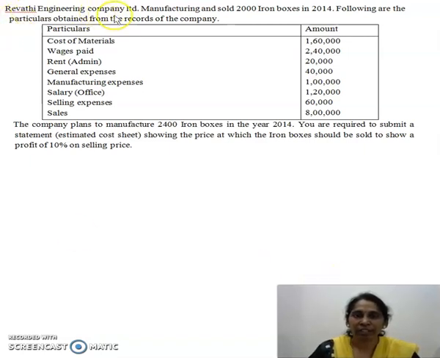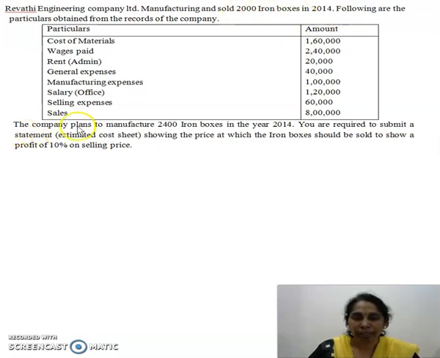Revati Engineering Company Limited manufactured and sold 2000 iron boxes in 2015. Following are the particulars obtained from the records of the company. They have given the information regarding the 2000 iron boxes, the costs related to them: cost of material, wages, rent, general expenses, manufacturing expenses, salary, selling expenses and sales. These are all the information related to 2014, that is 2000 iron boxes.